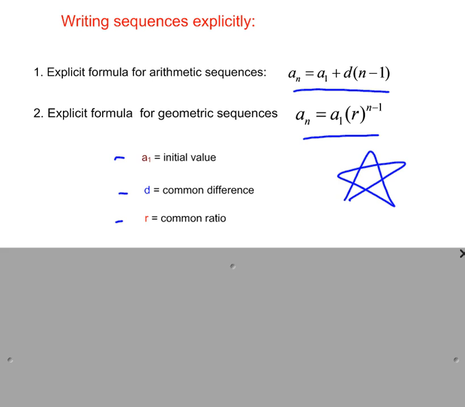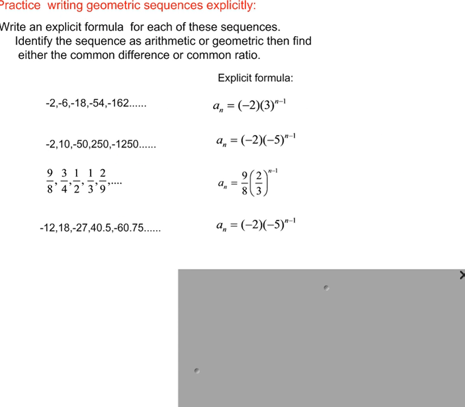And let's practice writing geometric sequences explicitly. So write an explicit formula for each of these sequences, identify the sequence as arithmetic or geometric, and then find either the common difference or the common ratio.